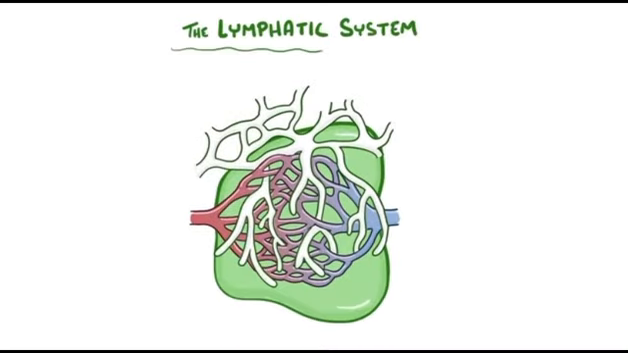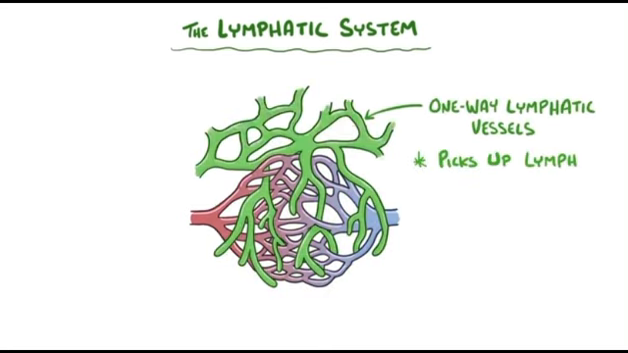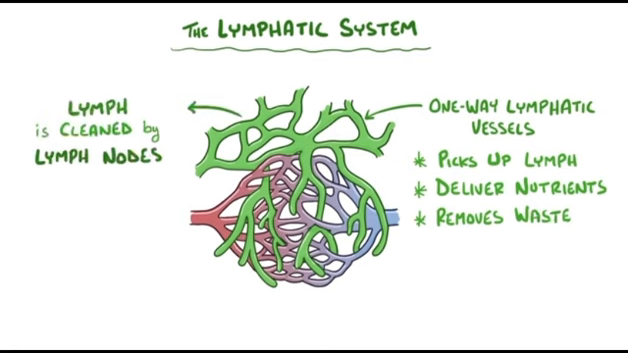Alright, as a quick recap, the lymphatic system refers to the one-way network of lymphatic vessels that allows lymph, which is a clear fluid that's squeezed out of the blood, to transport nutrients to cells and act as a method of waste removal. Lymph is cleansed at lymph nodes throughout the lymphatic system, which play an important role in immune function.